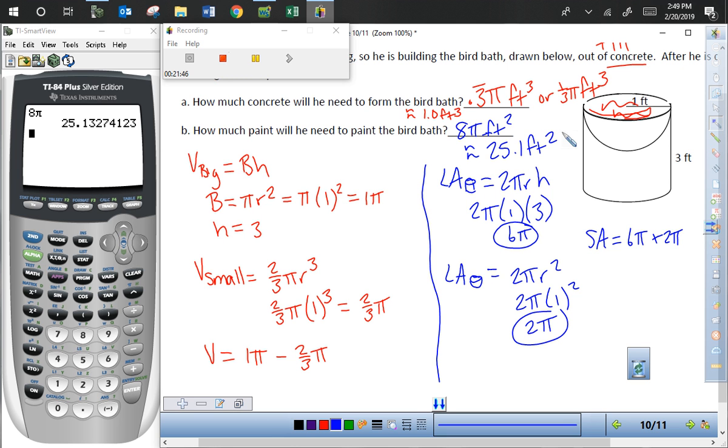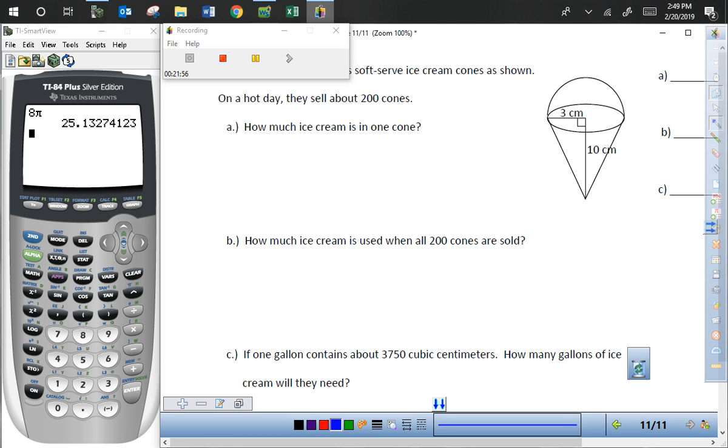Alright, now we're going to go to the back side here and talk about a cone and a hemisphere. This shape represents an ice cream cone. It says the ice cream store sells soft serve ice cream cones as in the diagram below. On a hot day, they sell about 200, so we're going to use that here in a little bit. But first of all, it asks how much ice cream is in one cone. This tells you volume, and we want to do the volume of each shape. Since they're stacked on top of each other, we'll add them together.